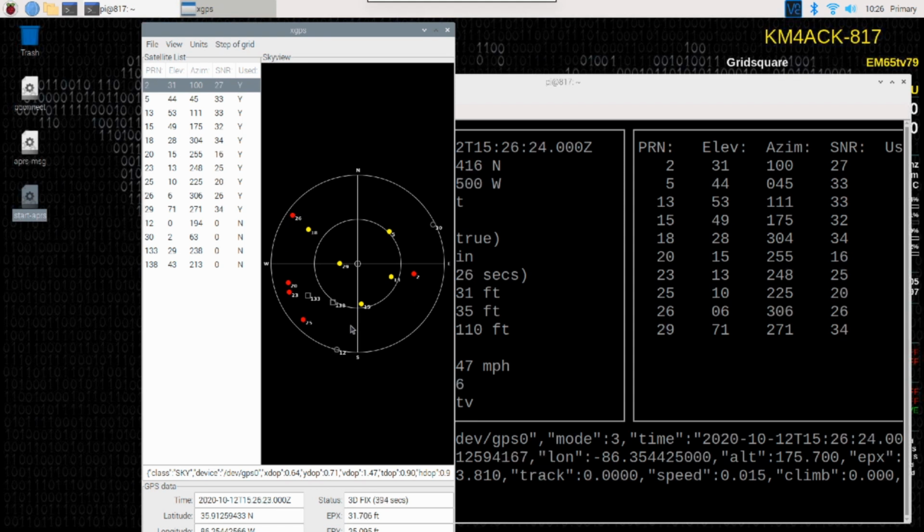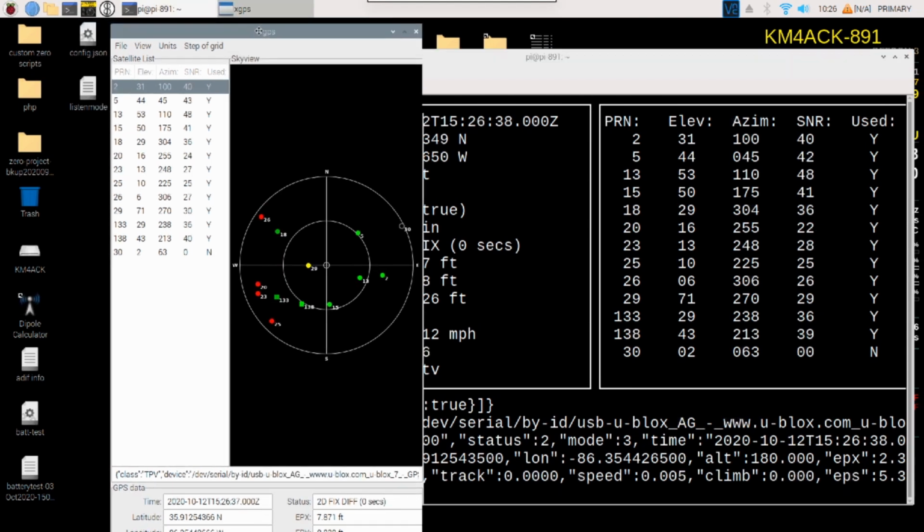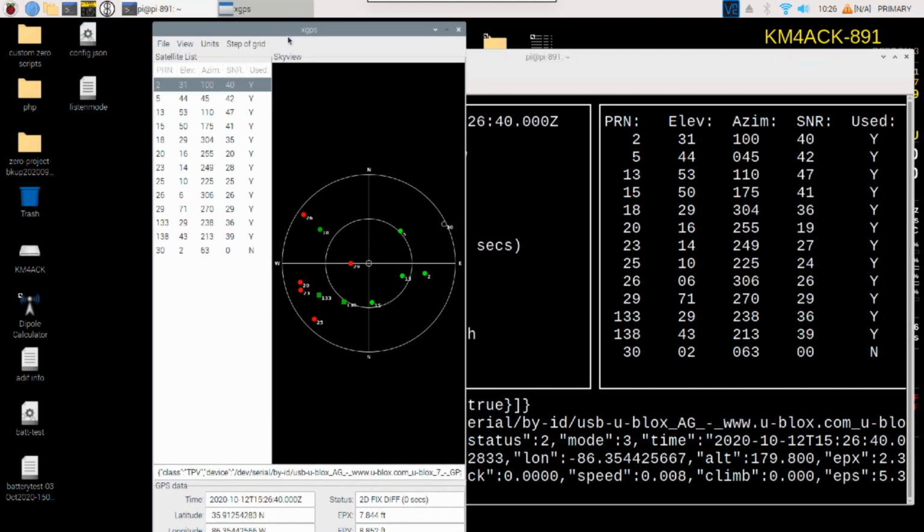So again, this is the old GPS here. And remember, these guys are sitting side by side. Now, let's go take a look at that new GPS unit. Here's the same data coming off of the new GPS. Notice how many more green dots we have in the satellite view. Quite a few more. This is indicating that the new GPS unit that Jack was kind enough to send us over a gift card for has a much better receiver in that GPS unit.